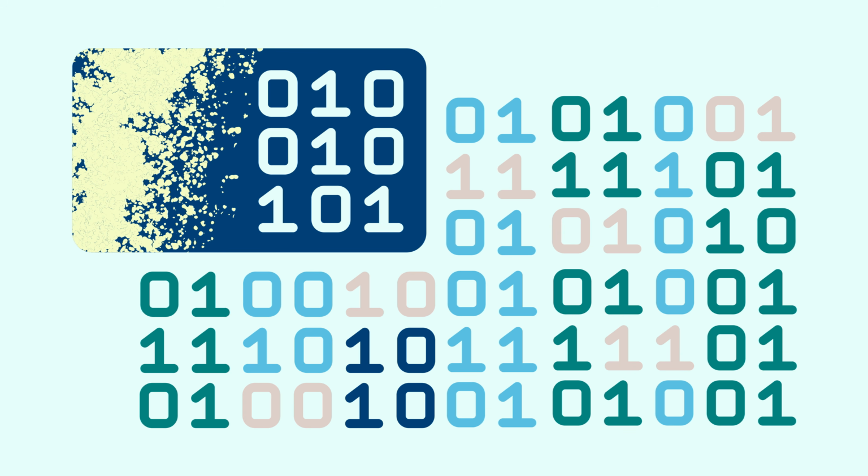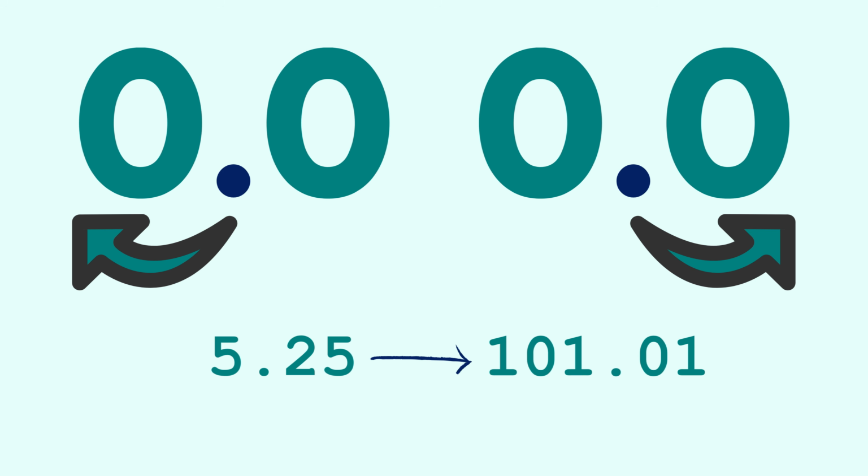Whole numbers are straightforward. For example, the number 5 becomes 101 in binary. Decimals are a bit trickier. Computers use a system called floating point representation. For instance, 5.25 in decimal becomes 101.01 in binary, which splits the decimal number into a whole part and a fractional part. Next, let's look at images.